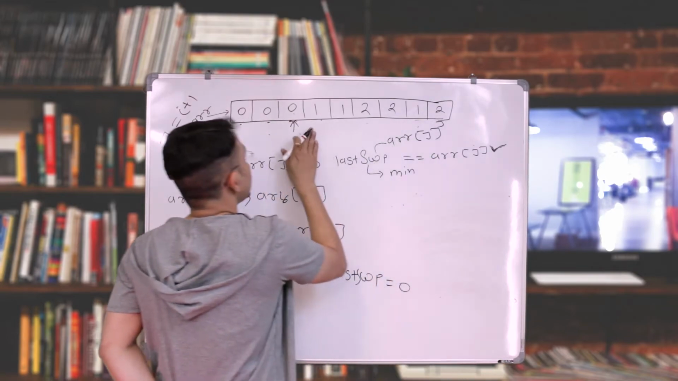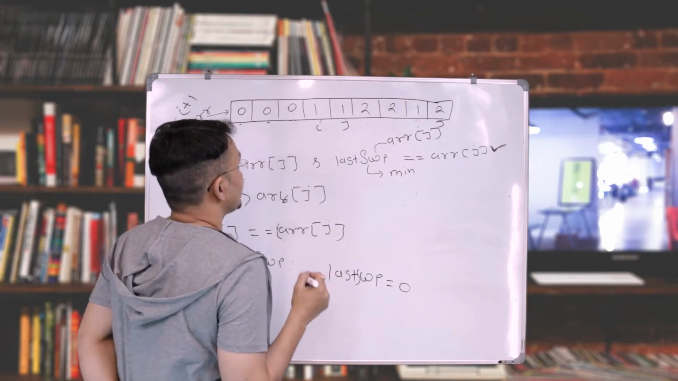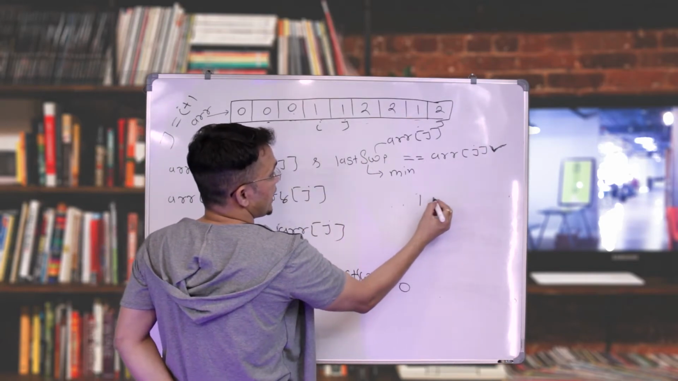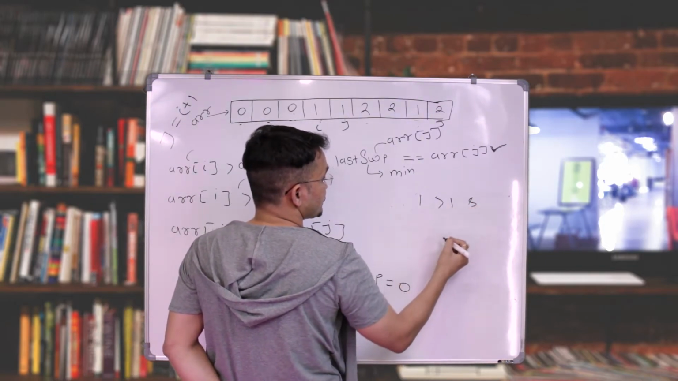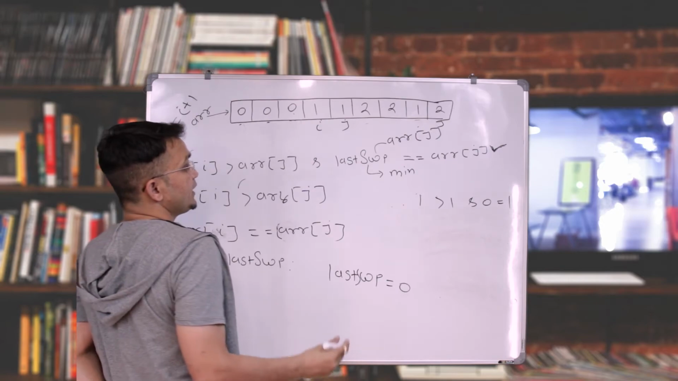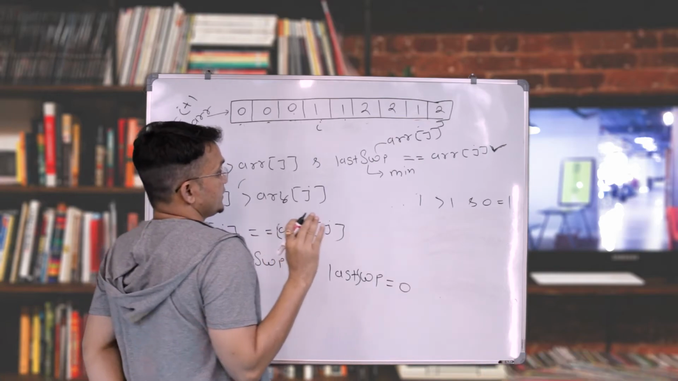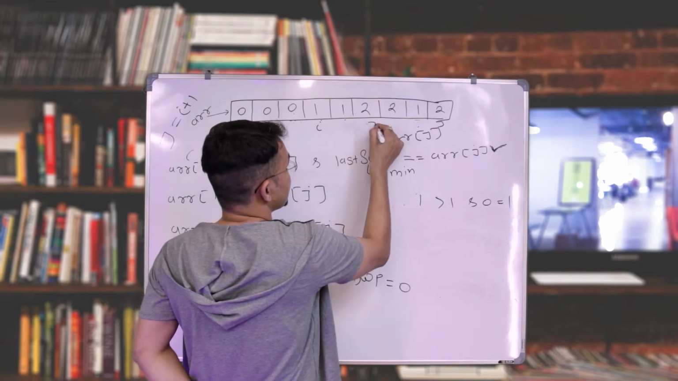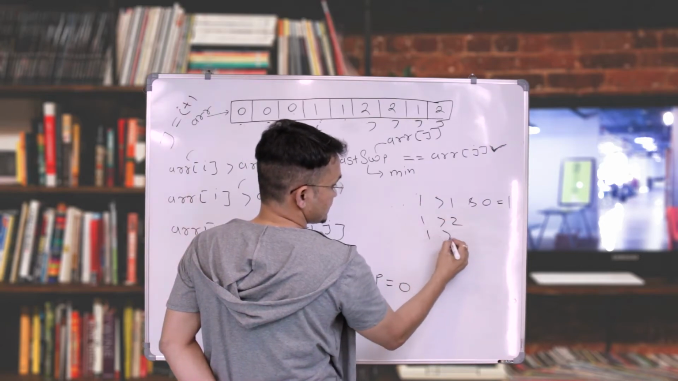Now next thing, again my i will move over here, and j will be over here only. Okay, now be careful over here. So what is happening over here, i greater than 1, and what is my last swapped value? Last swapped value is nothing but 0 is equal to 1. No, it is not true. Okay, not true. So this condition is only getting satisfied, so my j will keep on moving over here. So this is what is happening.